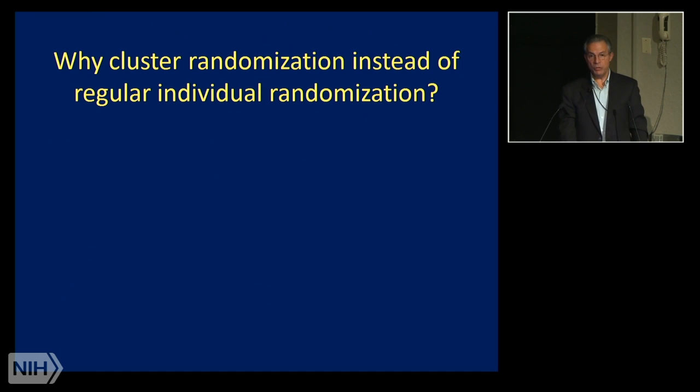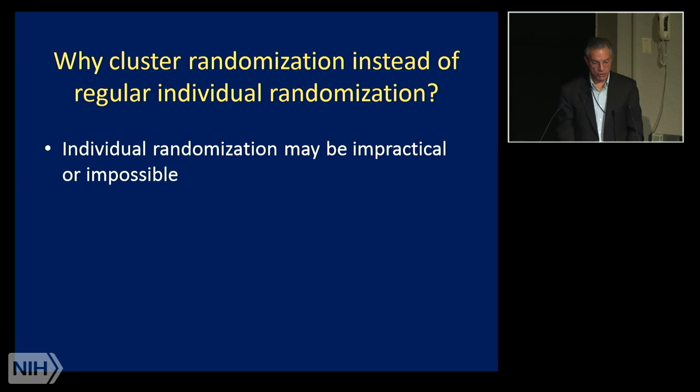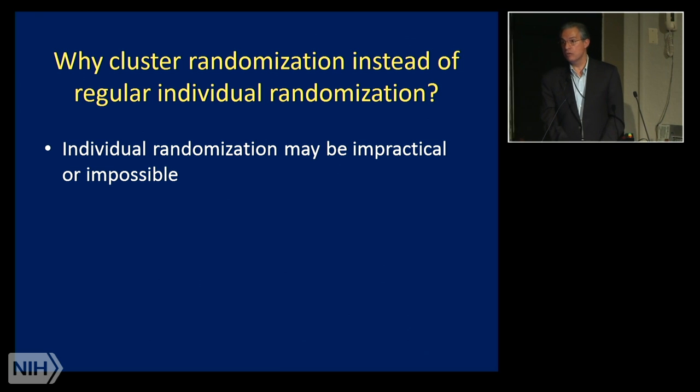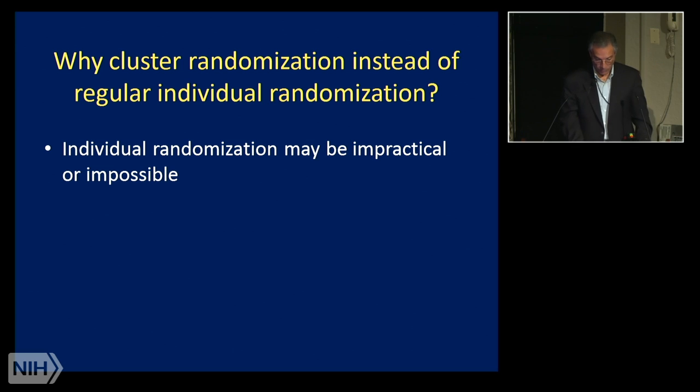So why do we do cluster randomization instead of just regular individual randomization? Well, individual randomization may be impractical or impossible. If you're going to try an education program, well, maybe you can do it at a class level, but you can't do it at a student level, right? So at the very minimum, you're going to randomize a class within a school, or you may decide to randomize the whole school.